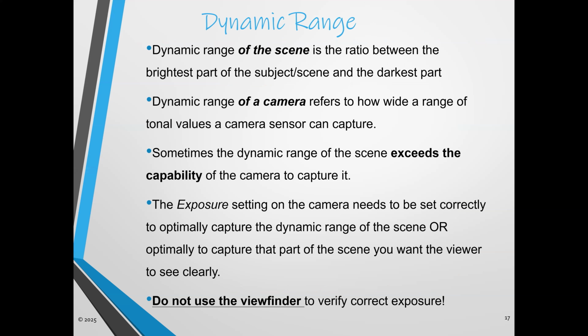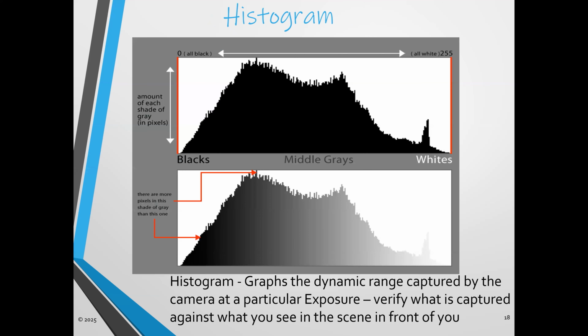And we can't check whether we've got the right exposures by looking at the back of the camera's viewfinder that shows us what we've just photographed, because it's like taking a television outside in the bright sunlight and expecting to see what it would look like in a normal room. You just can't see it. It just doesn't work. You have to look at the graph, and the graph is our histogram.